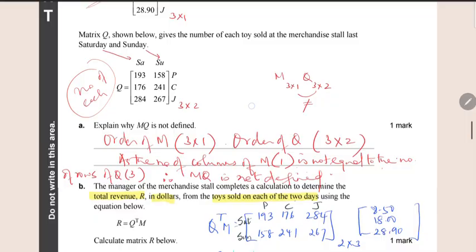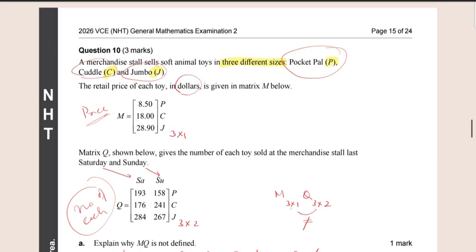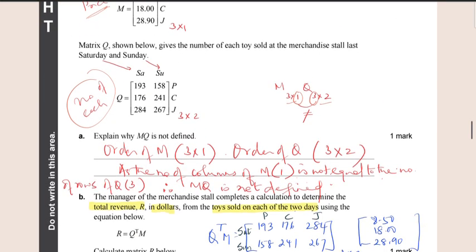Explain why MQ is not defined. Now, M is of order 3 by 1, whereas Q is of order 3 by 2. The number of columns of M is not equal to the number of rows of Q, and therefore it's not defined. Now, if you were to put it in a way that will get the perfect score, I usually write: order of M is 3 by 1 and order of Q is 3 by 2, as the number of columns of M, which is 1, is not equal to the number of rows of Q, which is 3. MQ is not defined. Now, that definitely will never lose a mark.